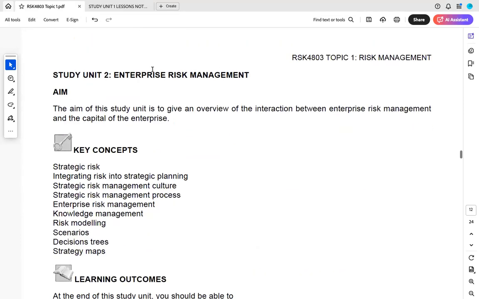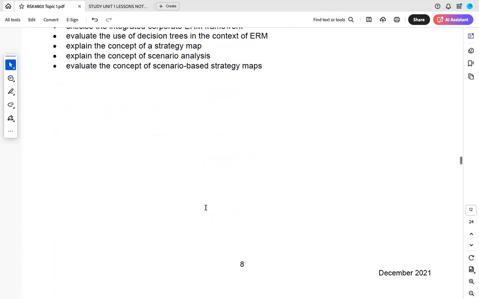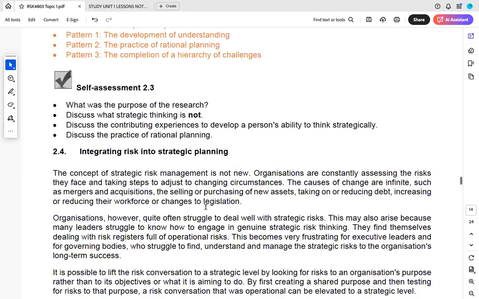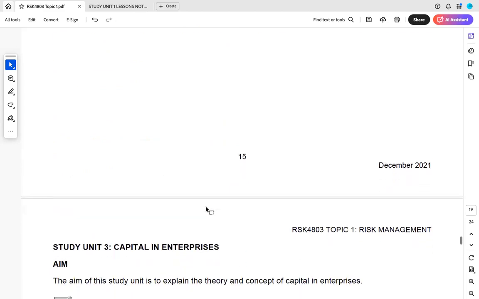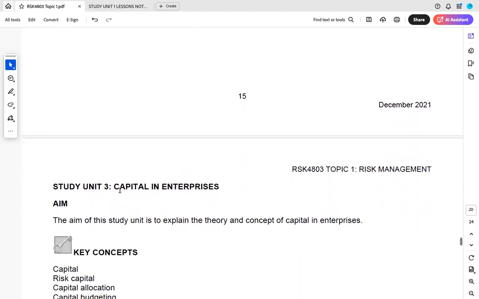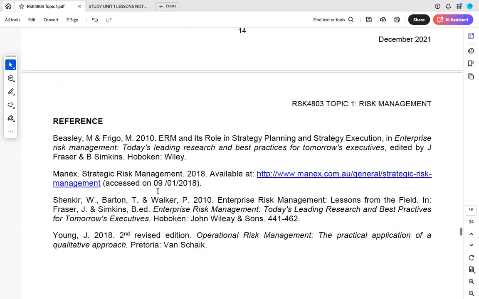In the next lesson, I'm going to take you through enterprise risk management. There are a number of key learning outcomes here. Again, we'll look at a lot of important articles. We'll discuss those articles and go through the lesson. Then in the final class, we'll look at capital in enterprises. Right. That will be topic one.